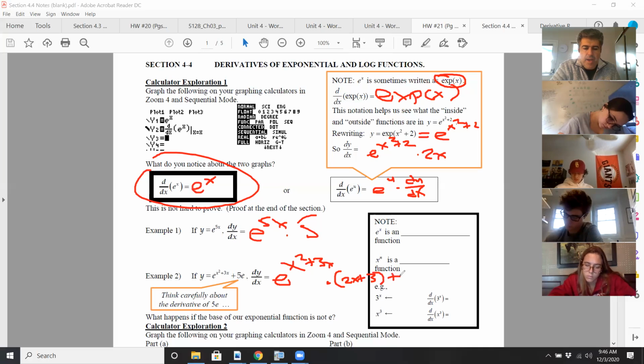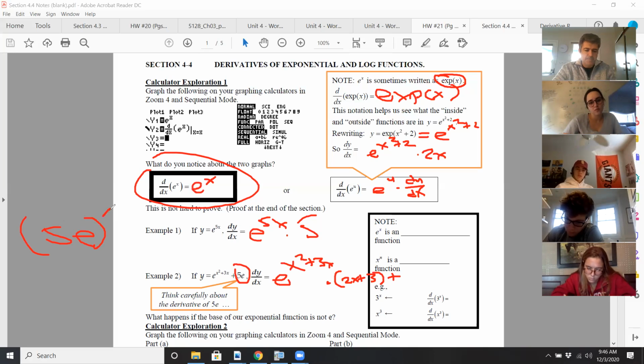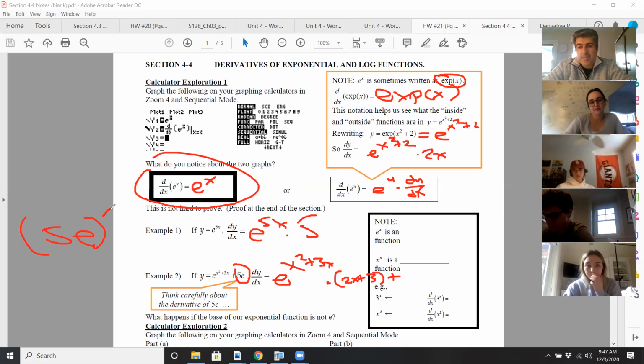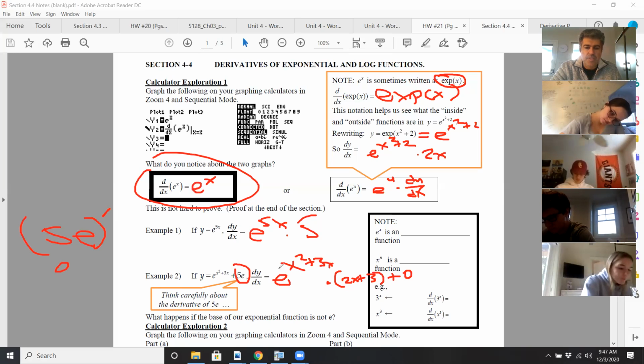And then plus the derivative of 5e. Now 5e, anyone want to tell me what you think that derivative will be? What would be the derivative of 5e? 5. 0. It would be 0 actually. Because what is e? Is it a variable or a number? It's a number. Exactly. It's a constant. It's just a 0. That's to say be careful there. So it's just this right here. You can put the plus 0 if you want.